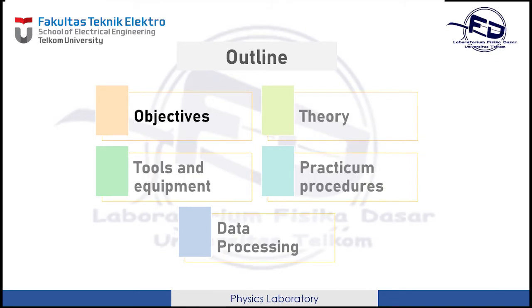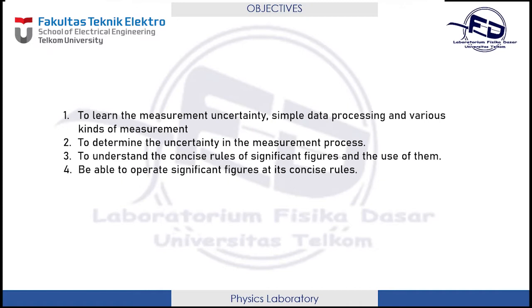First outline, objectives. The module contains 4 objectives to be achieved by the end of the practicum. 1. To learn the measurement uncertainty, simple data processing, and various kinds of measurement. 2. To determine the uncertainty in the measurement process. 3. To understand the concise rules of significant figures and the use of them. 4. Be able to operate significant figures at its concise rules.